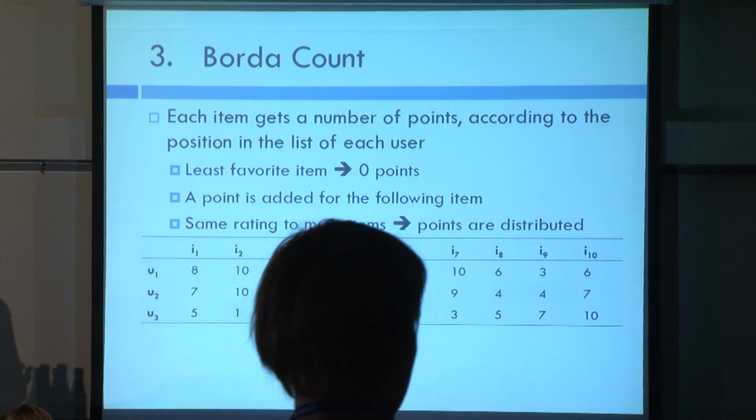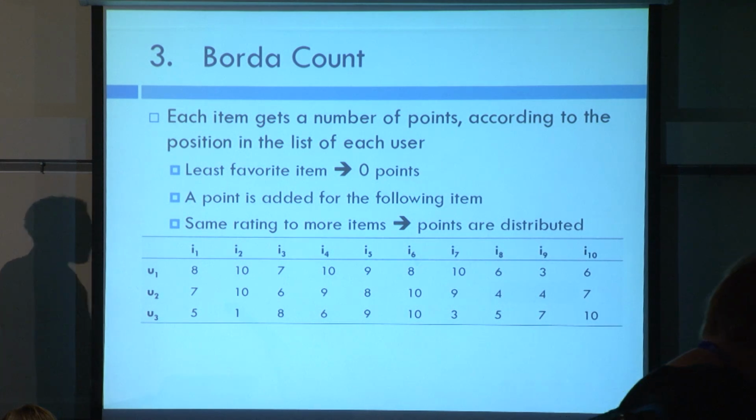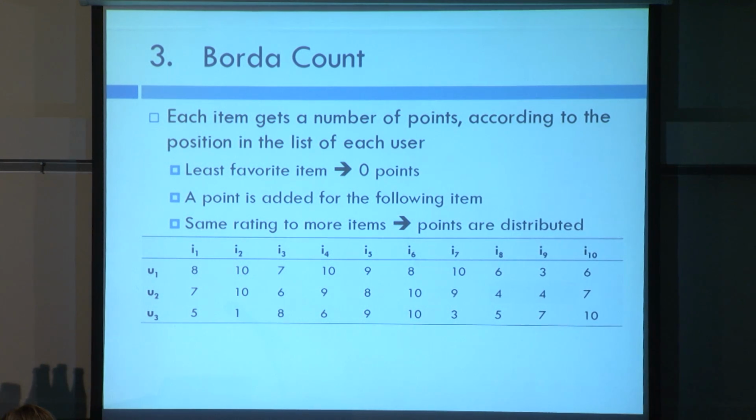The third strategy we're going to consider is called Borda Count. In this strategy, each item gets a number of points according to its position in the list of each user. So, the least favorite item for each user gets 0 points. The next one receives 1 point more, and if two items have the same rating, the points are shared.